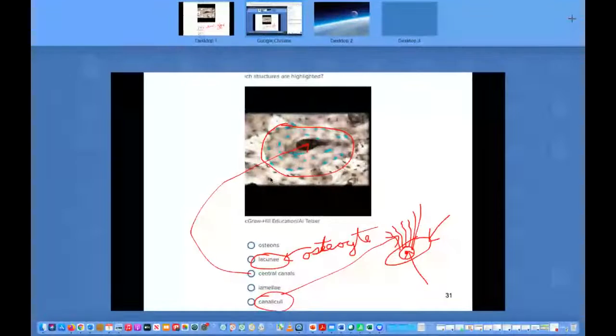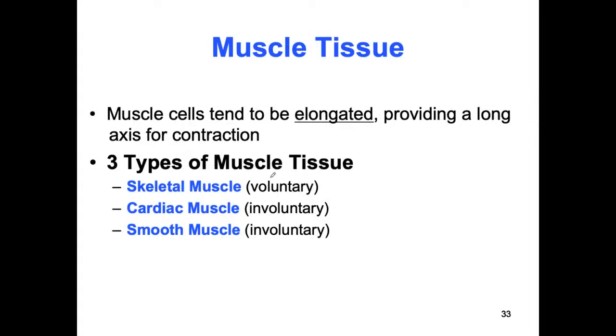We are going to be looking at the three different types of muscle. So in a previous video, we've talked about epithelial tissue. We've spoken about connective tissue. Now we're looking at the third type of tissue called muscle tissue. Muscle tissue comes in three flavors. We have skeletal, cardiac, and smooth. We are going to spend a whole week talking about skeletal muscle.